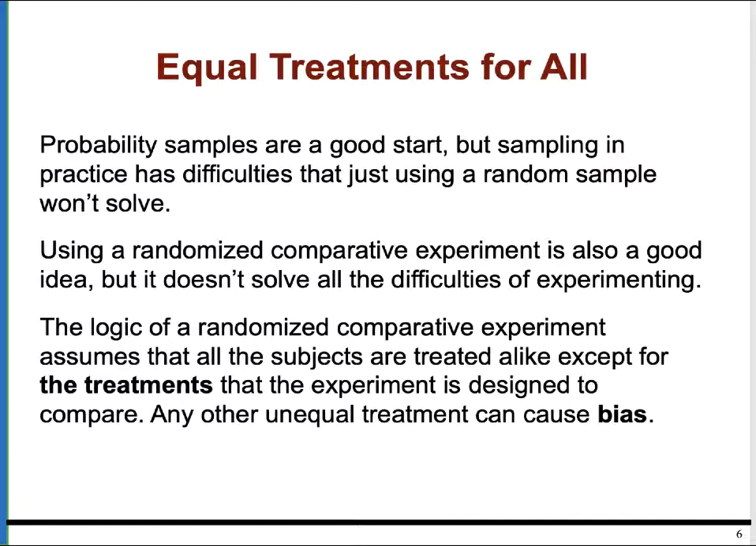The logic of our randomized comparative experiment assumes that all the subjects are treated alike except for the treatments that the experiment is designed to compare. Any additional unequal treatments can cause bias. So you want to make sure that you are doing this idea of equal treatment.